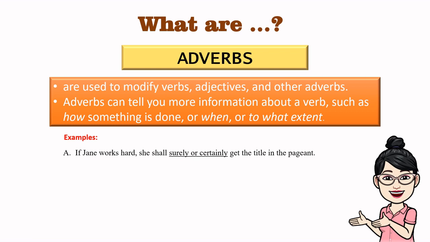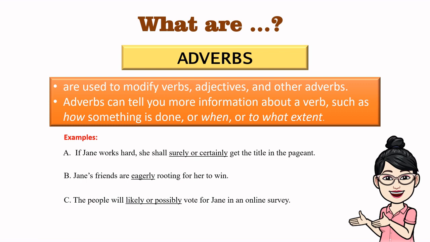If Jane works hard, she shall surely or certainly get the title in the pageant. Surely modifies the modal expression shall get, which shows certainty. Letter B. Jane's friends are eagerly rooting for her to win. Eagerly modifies the verb phrase are rooting to add emphasis. Letter C. The people will likely or possibly vote for Jane in an online survey. Likely modifies the modal verb expression will vote that shows possibility.